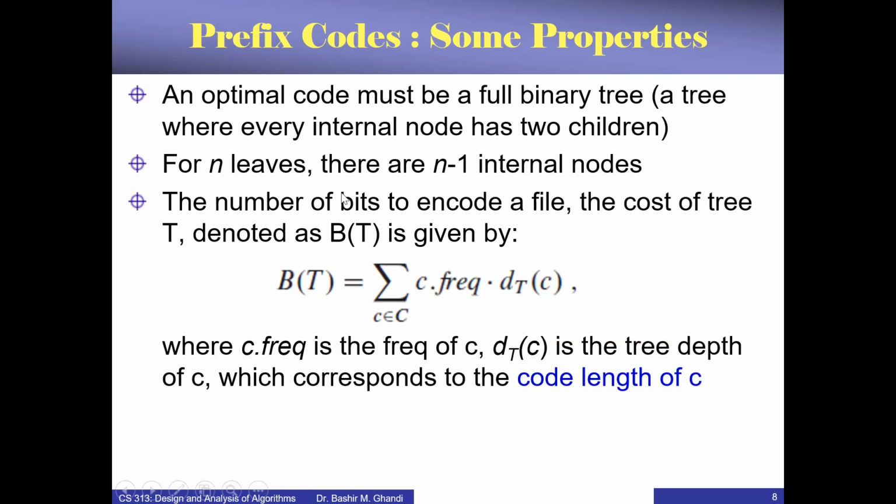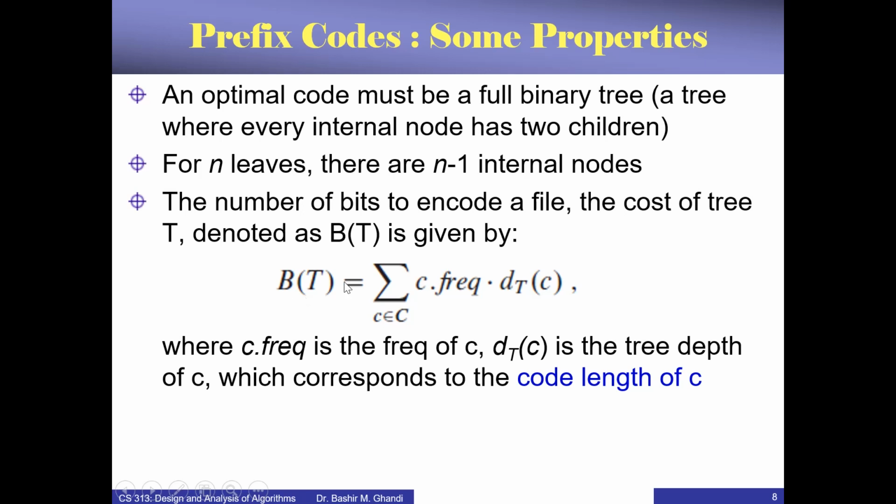Okay, so the B there is coming from the bits, the number of bits needed to encode the characters in the tree is given by this summation. Summation over all characters in your alphabet. This C is called the alphabet. That is the characters that you are trying to encode, the set of characters.